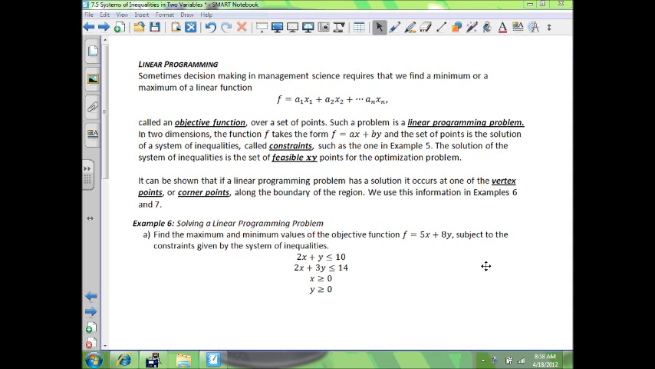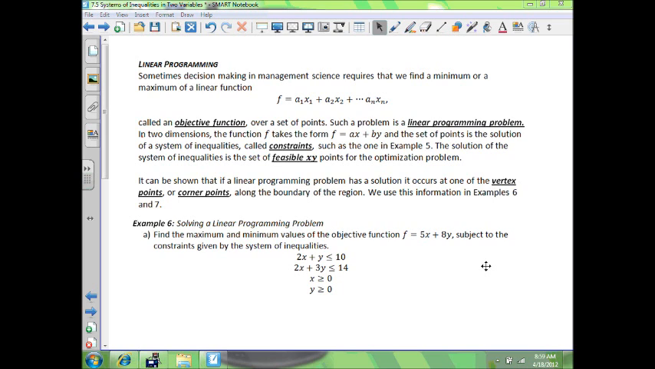In 2 dimensions, the function f takes the form f equals ax plus by, and the set of points is a solution of a system of inequalities called constraints, such as the one in example 5. The solution of the system of inequalities is the set of feasible x, y points for the optimization problem. So really what we're going to be doing is finding the intersection points of our problem and finding where they intersect here.